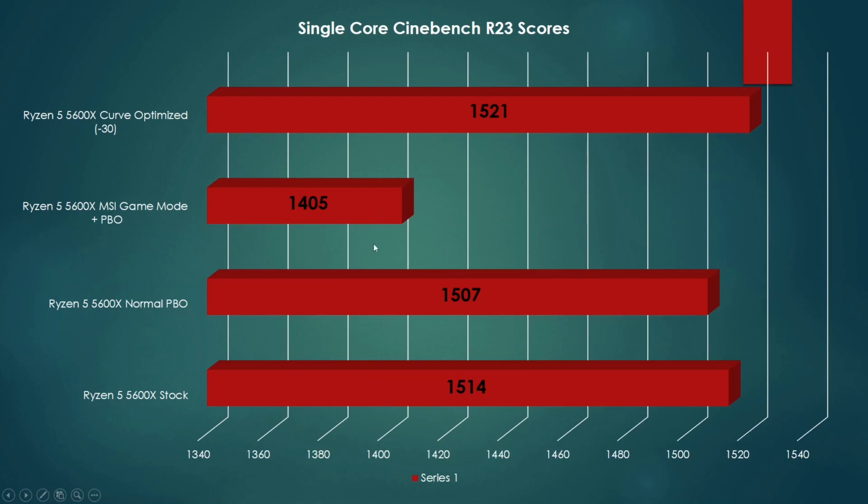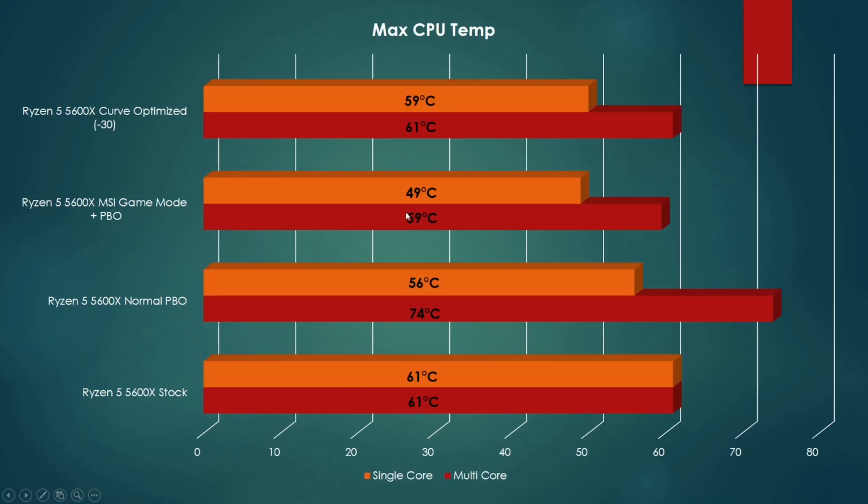So due to that, I think the game mode is a little bit cooler than the stock configuration, but this results in a much lesser score. That is not good. So let's go to the curve optimized one. You are able to see the single core scores are almost equal, so that doesn't matter. But the multi-core, I am able to see a 13-degree drop here. So this is massive, 13-degree drop.